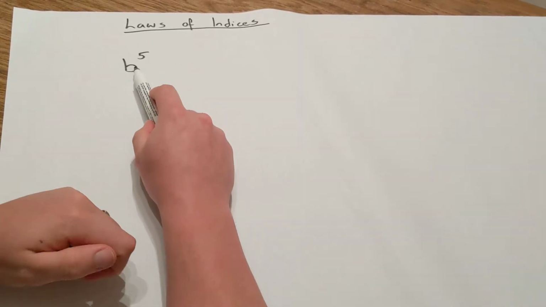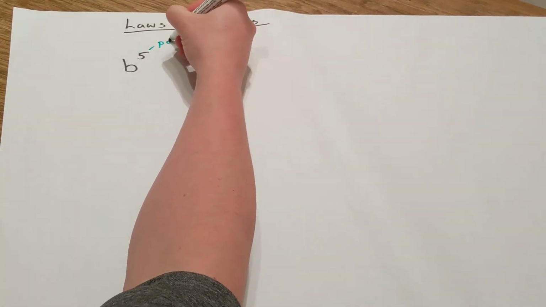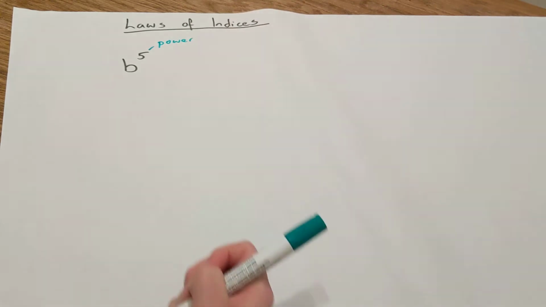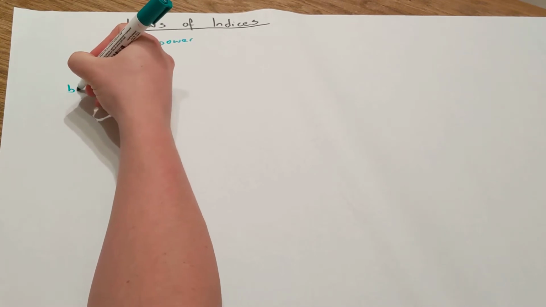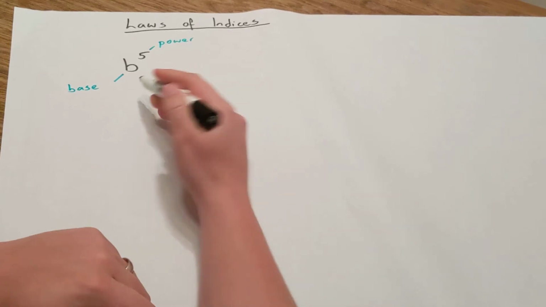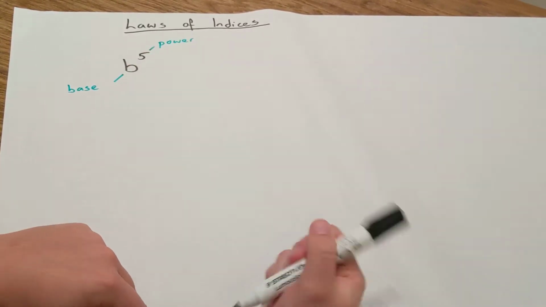So here we've got b to the power of 5. So this bit up here, the little number, that is the power. Okay, I'm going to be using that quite often. And this bit here, the bigger thing at the bottom, we call that the base. So this is b to the power of 5, where b is the base and 5 is the power.